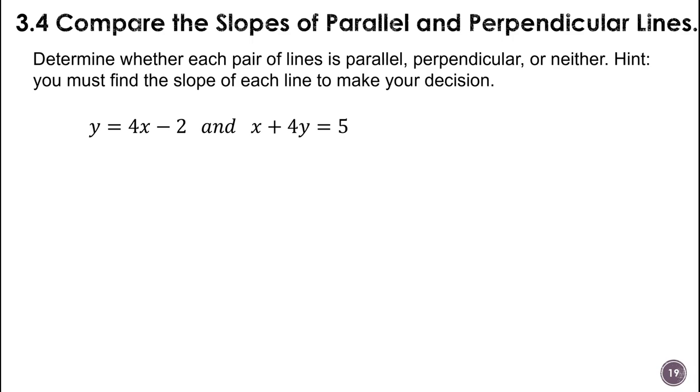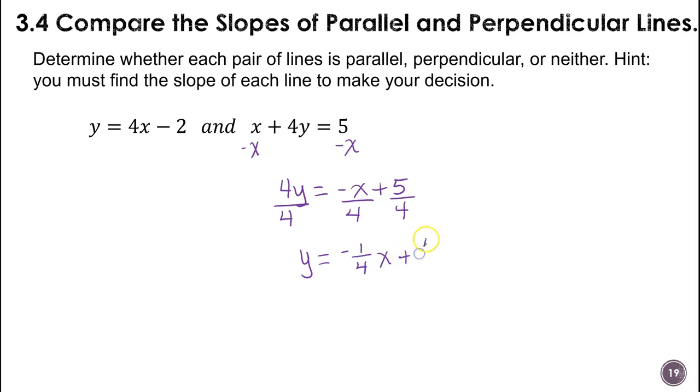We're still asking the same question, are these parallel, perpendicular, or neither? And we're solving for y on the second one, so I'm going to subtract x. Then I have 4y equals negative 1x plus 5. Divide everything by 4. Y equals, I'm going to write this as negative 1/4 x, because that helps when we're looking for our slope, not to put the x in the numerator. And so m is negative 1/4, and this slope was 4.